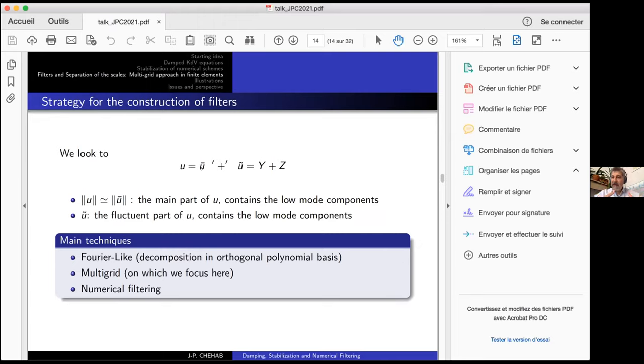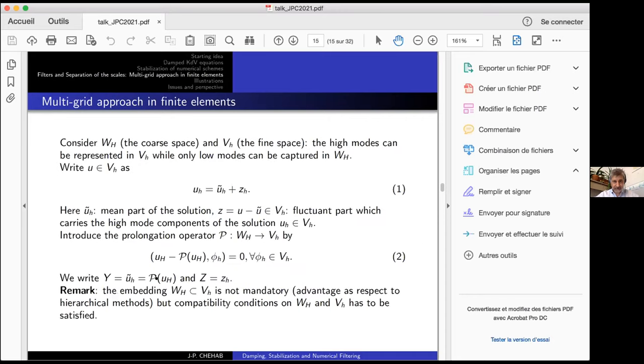We have many techniques to do that numerically, the Fourier-like approach connected to orthogonal polynomial basis. This is well known. We have some techniques that come from numerical filtering. And the one on which we will focus is the multigrid. And I will present now the multigrid way to separate the scales in finite elements. And we'll apply it to Cahn-Hilliard at the end. So the idea is to have two approximation spaces, one for the coarse grid, W_H, and one for the fine grid, V_h. So W_H will be able to capture only the low frequencies because it's not so fine. And V_h is a more refined space and is able to capture the high frequency component. Okay, and we play with the two spaces.